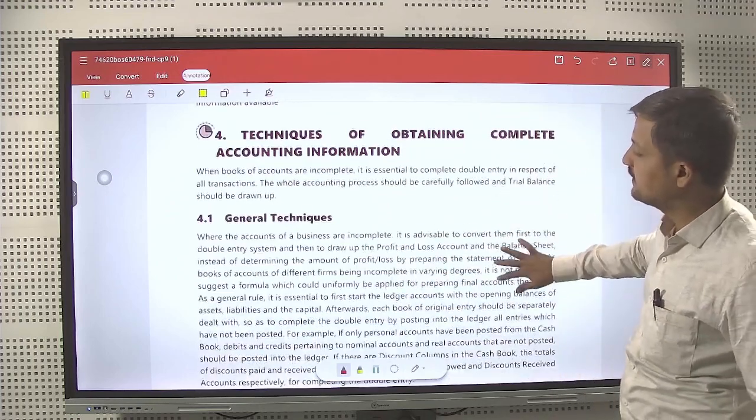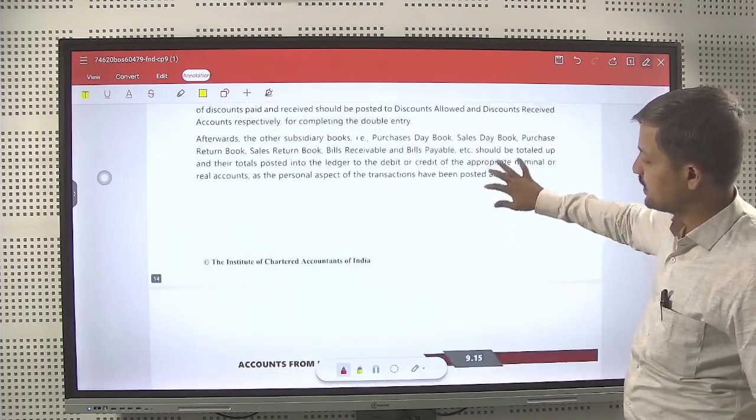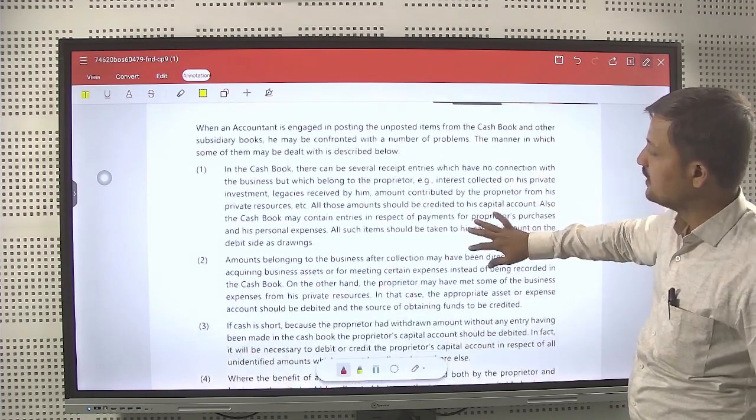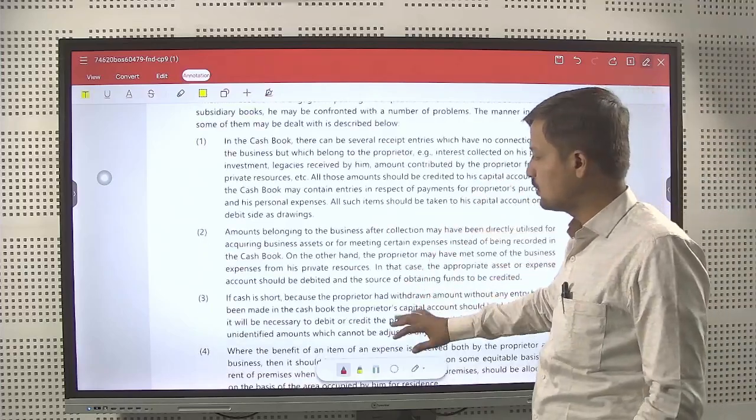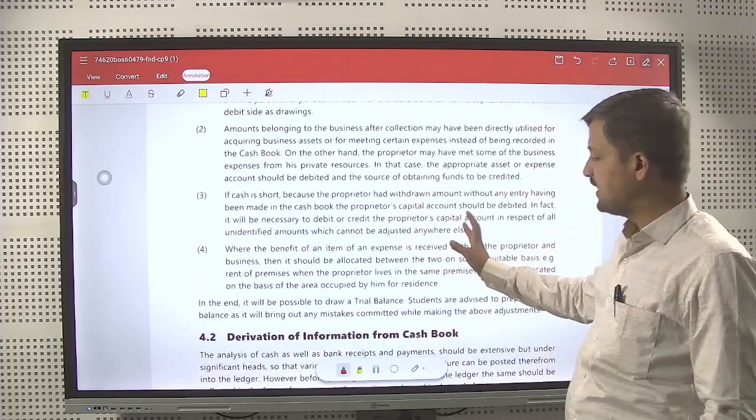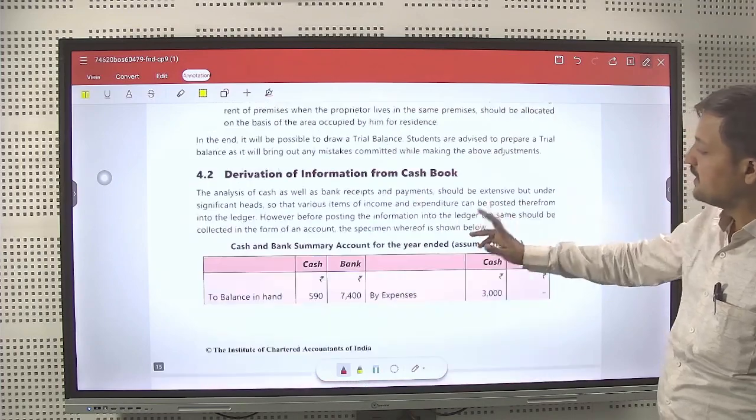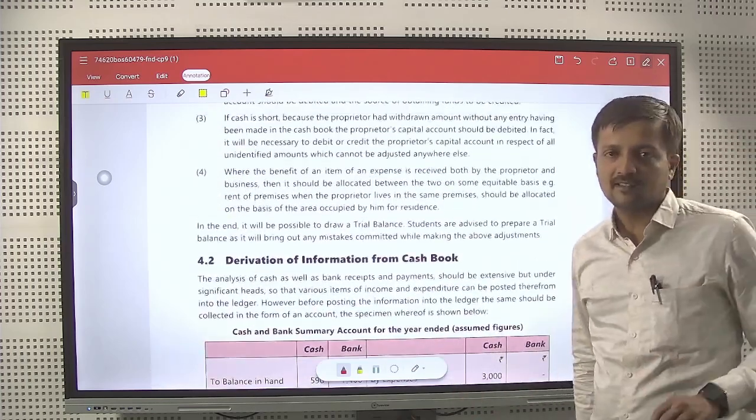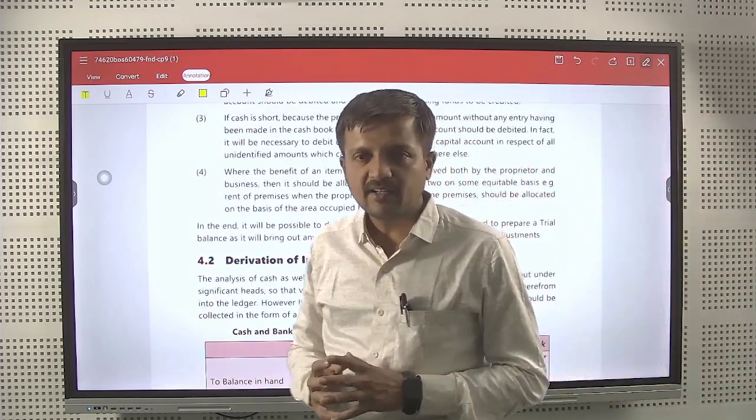See, first one is general technique. What is this? This is general technique. What we need to do with the cash book, then amount. There are various things which we need to do. Then next is derivation of information from the cash book. These all things we will learn in our next class.